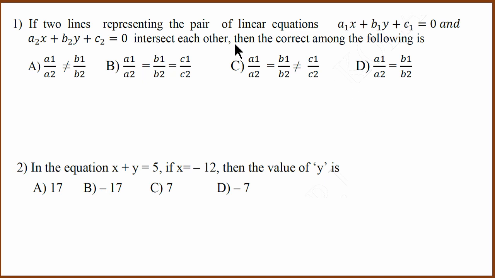What is the question? If two lines representing a pair of linear equations a1x + b1y + c1 = 0 and a2x + b2y + c2 = 0 intersect each other, then the correct relationship amongst the following is. So if they intersect each other, that means a1 by a2 is not equal to b1 by b2. Only in that case, they intersect with each other.